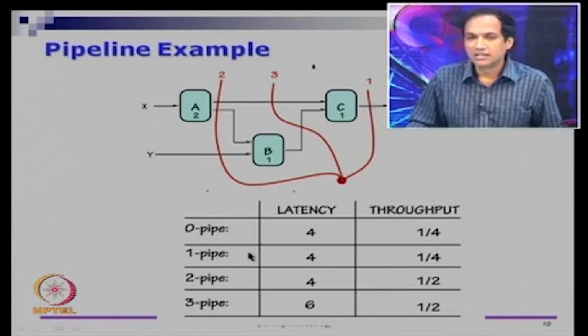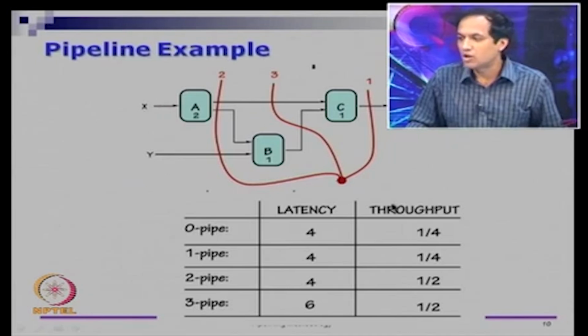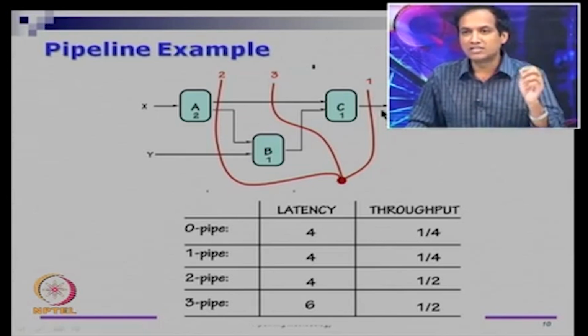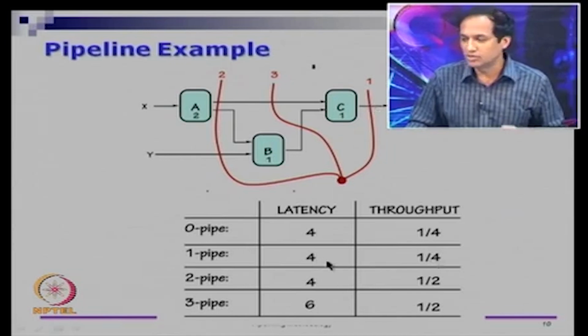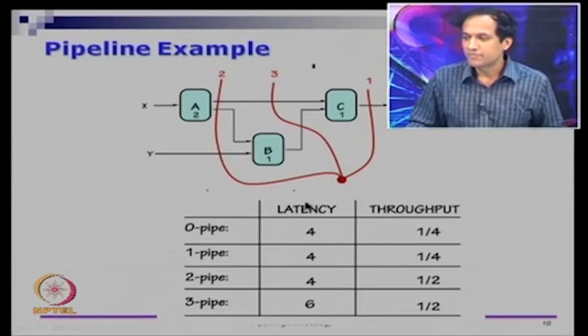If I put just one pipeline register at stage 1, then the latency is still 4 because I have not changed the overall combinational delay, right. One stage pipeline must have a single register only at the output. So, if I put it only here, then the latency is 4, the throughput does not improve, the latency does not increase.